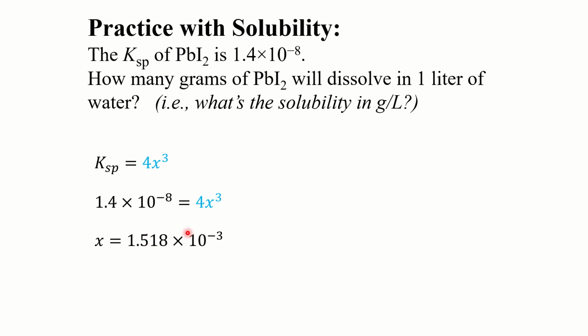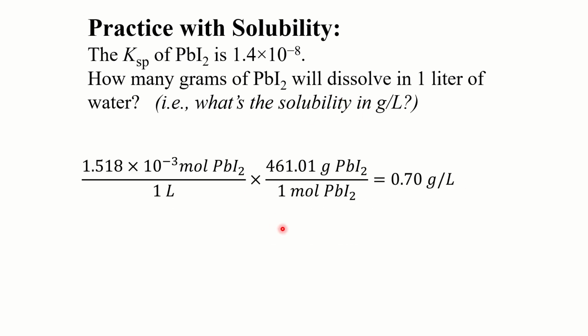Remember that this is the molar solubility. This is how many moles per liter of PbI2 will dissolve. The question is asking for the answer in grams per liter. So we can take that x value, 1.518 times 10 to the negative third. This is the molar solubility, so moles PbI2 over 1 liter. And we can convert from moles to grams using the molar mass of PbI2, which is around 461.01 grams, giving us a final answer of 0.70 grams per liter.